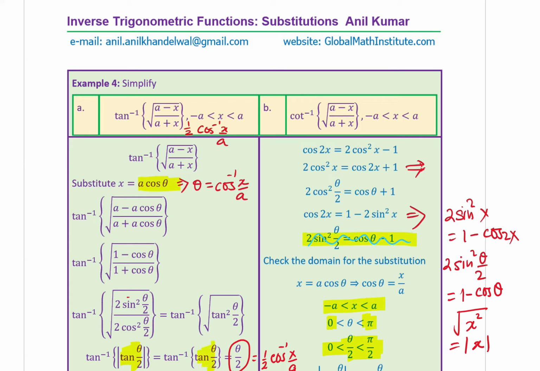Is this part clear to you? So that is how you have to work with the given domain also, right? That is how we actually work and justify that the absolute value of tan theta by 2 is tan theta by 2. So tan inverse of tan theta by 2 is theta by 2. Since theta is cos inverse x by a, we have our answer, which is half of cos inverse x by a. Correct?